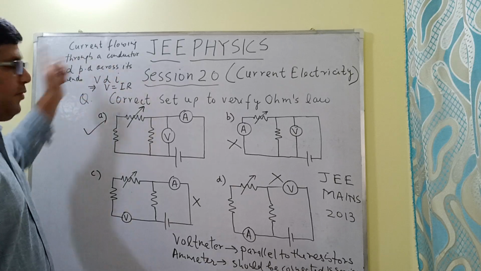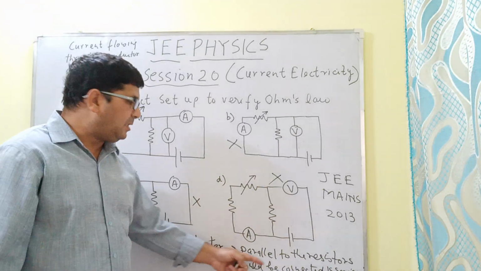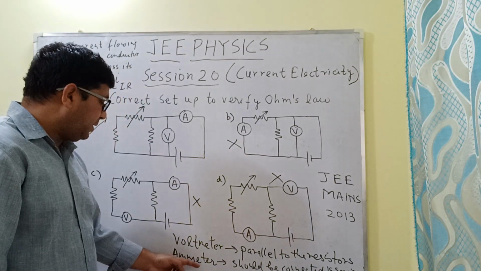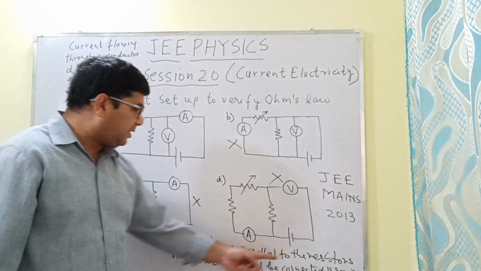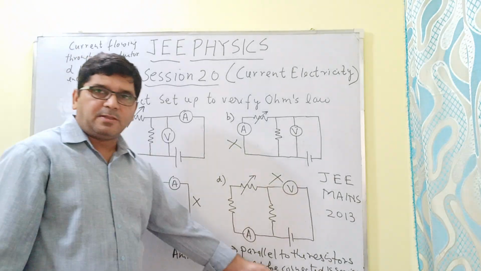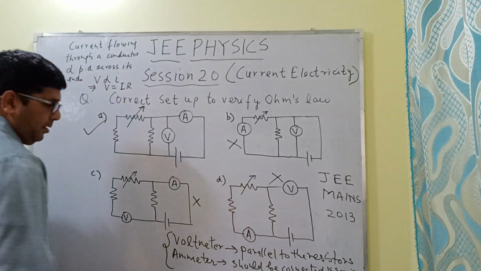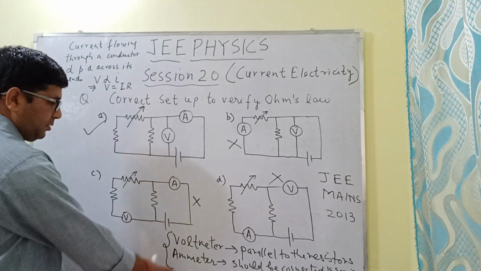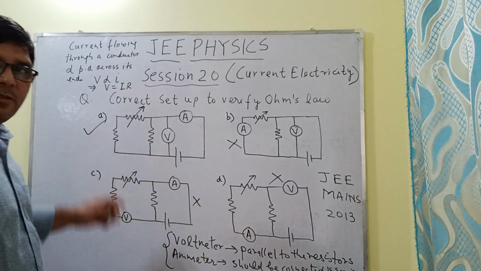So in order to verify Ohm's law, we have to connect the voltmeter in parallel to the resistors, and the ammeter should be connected in series. So based on these two concepts, we can say that the correct option is A.